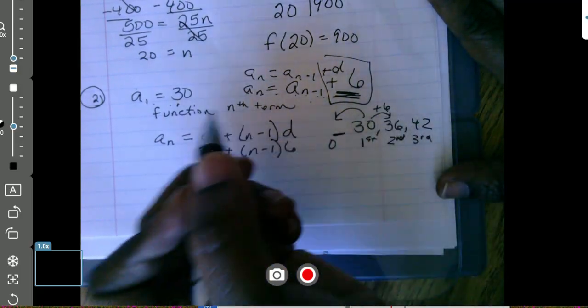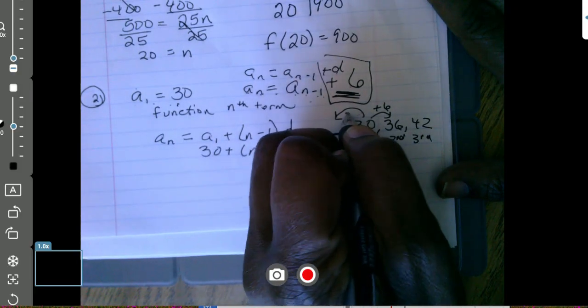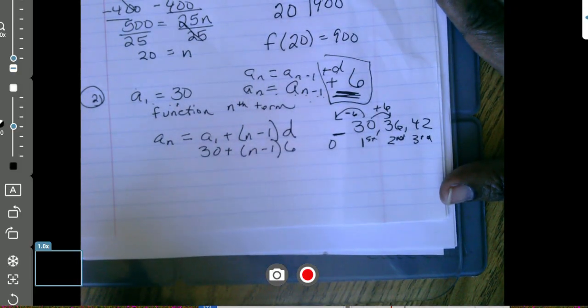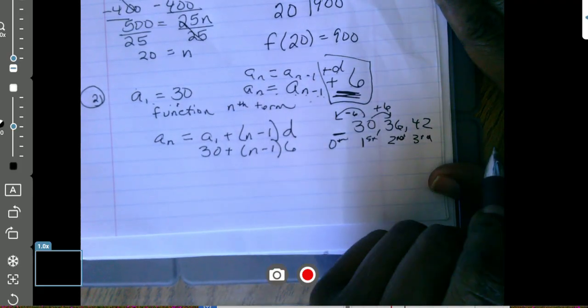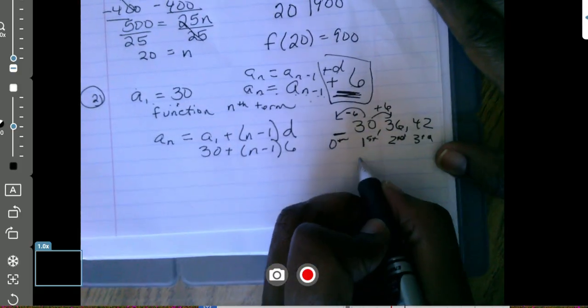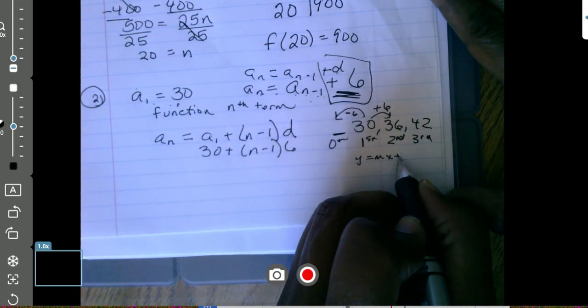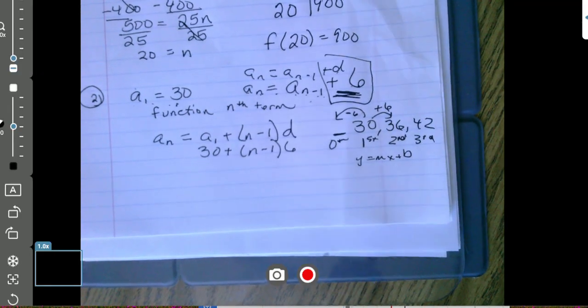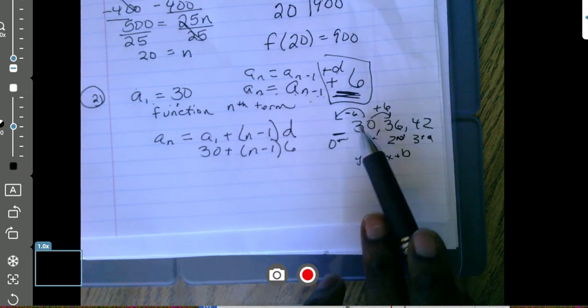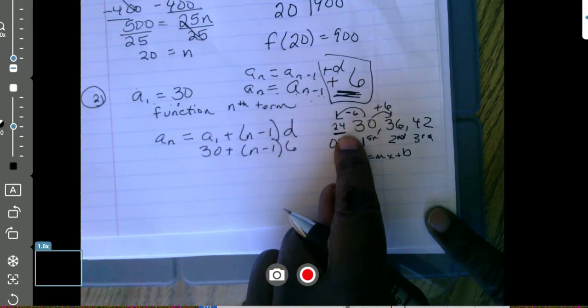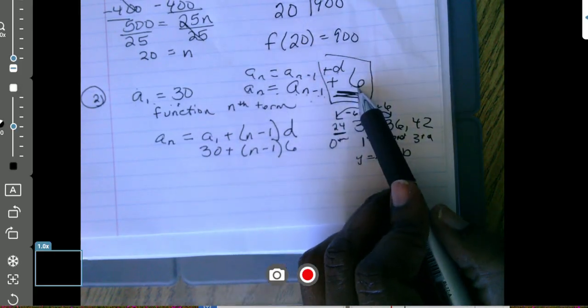Alright, so we add 6 to move forward. Subtract 6 to go backwards and find the 0th term. I made that word up. The 0th term is the initial value in the equation y equals mx plus b. I've shown you this so many times. If you take 6 from that, you're going to get 24. So our initial value is 24. The rate of change is 6.